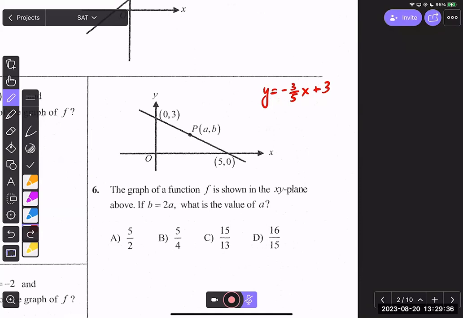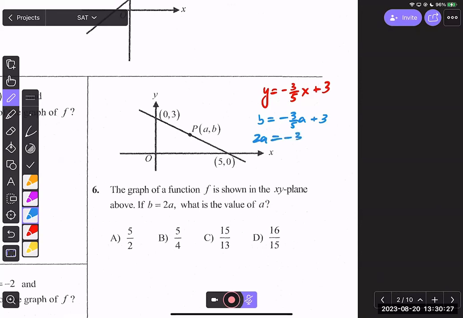And then if b equals 2a, since b equals 2a, you can input a as the x. And then b is the y, right? Yeah, like b equals negative 3 over 5a plus 3. Okay, and then from here, what can you do? You can make it equal to 2a and then solve for a.